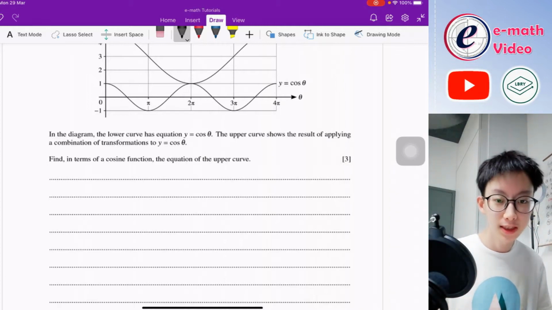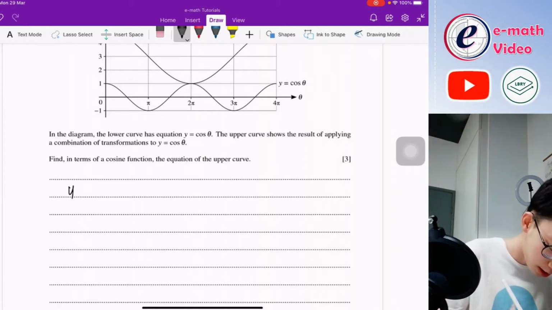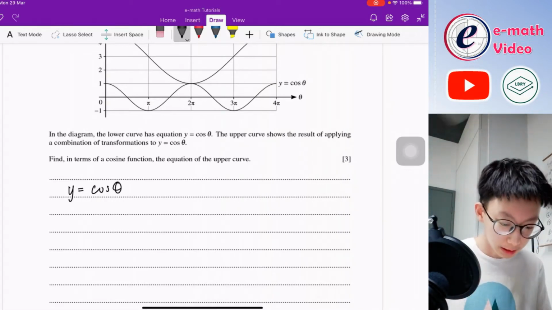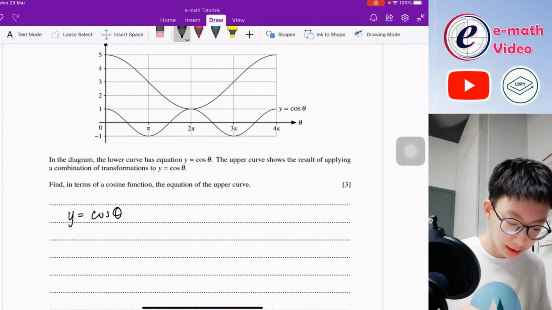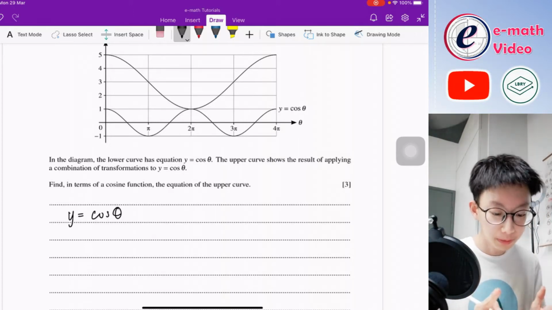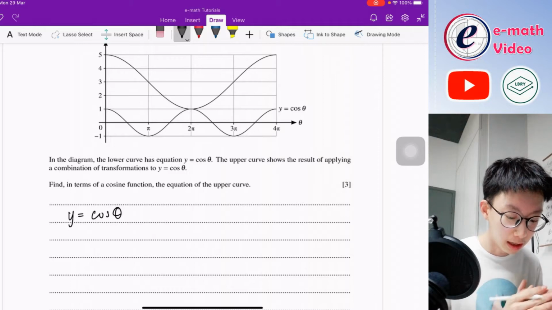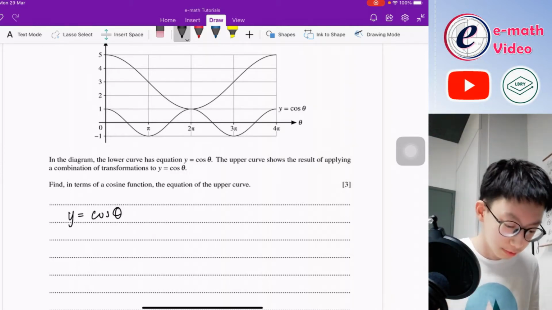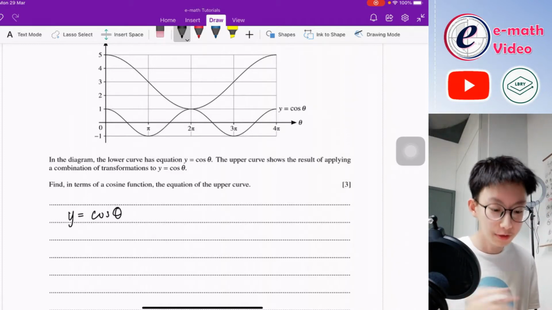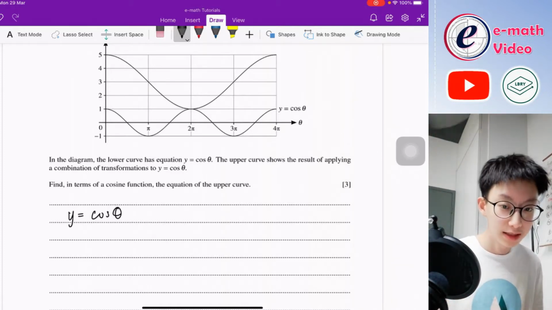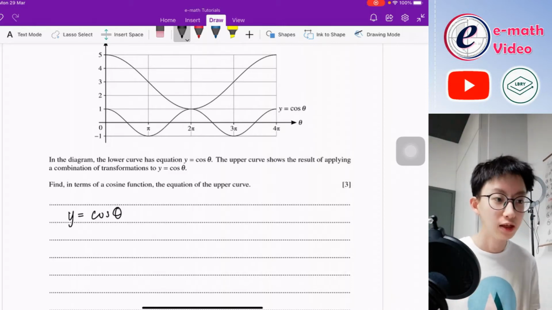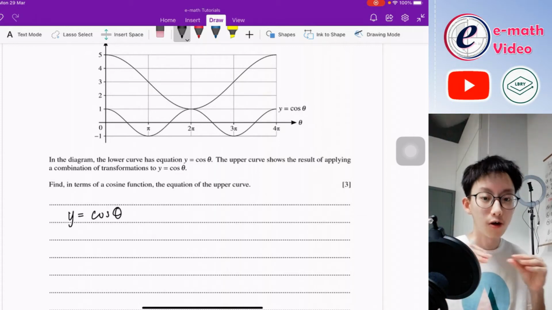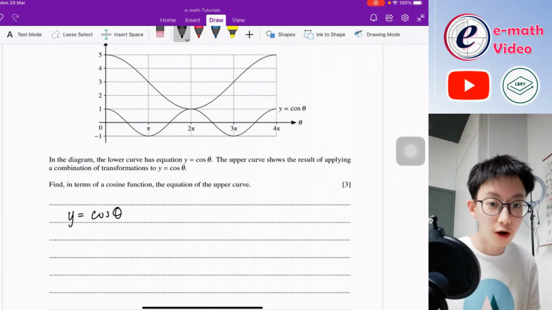So from the first graph, which is the original graph, y equals cos theta, what is the first thing that I will do here? The first thing you notice is the period becomes half, right? Originally from 0 to 4 pi you have 2 cycles, and now you only have 1 cycle from 0 to 4 pi. Which means the graph is actually stretched horizontally by a factor of 2.